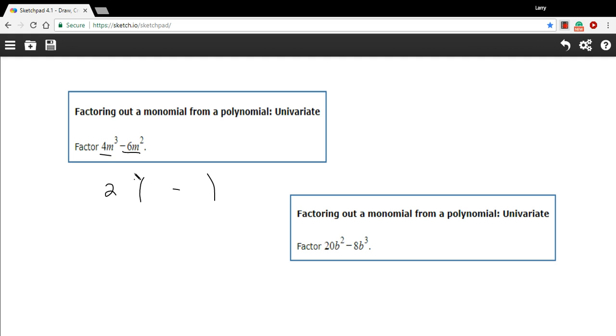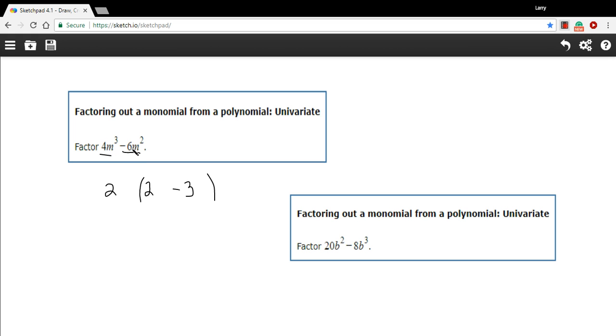Now, when you factor something out, you're really dividing each of these terms by that. So if we divided that 4 by 2, we'd be left with a 2. If we divided this 6 by 2, we'd be left with a 3. Okay, so we've successfully factored a 2 out of here. If that's confusing, multiply it back through. 2 times 2 is 4. 2 times 3 is 6. That's what we started with.